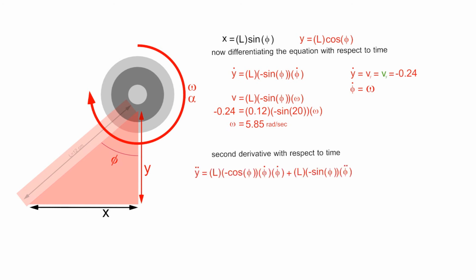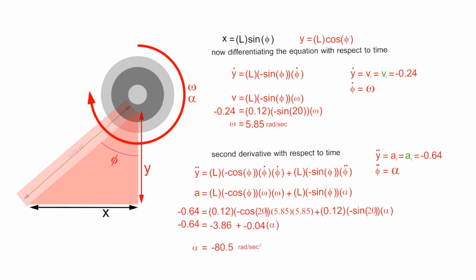Now, taking the second derivative with respect to time. Notice that the second derivative of y represents the acceleration of the green section, which will also be taken as a negative value. And the second derivative of the angle represents the angular acceleration of the red arm. Applying all the values in the equation, we can find the angular acceleration of the red arm.